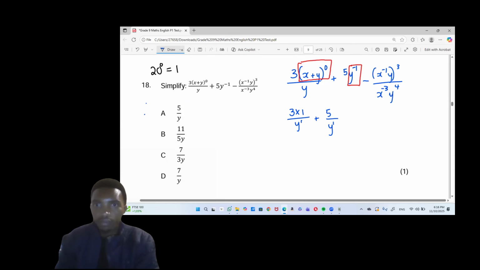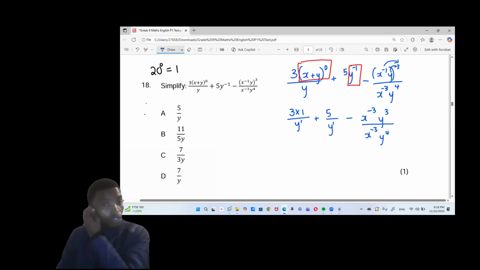And then we have minus. There again is going to multiply. So negative 1 times negative 1 times 3 is going to give us negative 3. And then y again, there's 1, is going to multiply, that's going to give us that over x exponent of 3, y exponent of 4. So now finally, at this point, we're going to have 3 over y plus 5 over y.